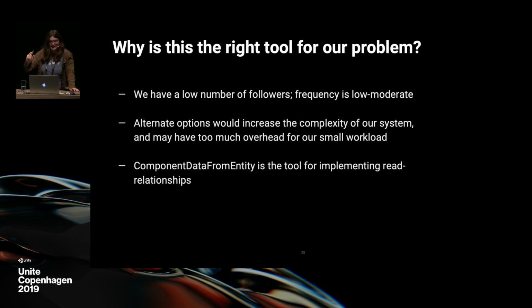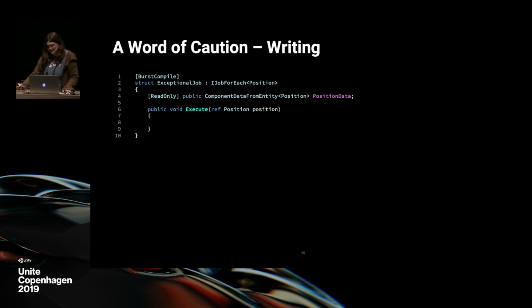When it comes to read relationships, where you're reading from another entity, component data from entity is the best tool for the job, almost always. So, what good section would be incomplete without a word of caution about using the thing that I just described? It's also possible to write using component data from entity. You noticed we applied read-only before. It is never possible for our safety system to guarantee your safety when you do so, though.